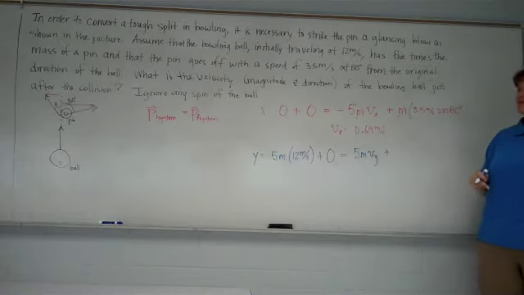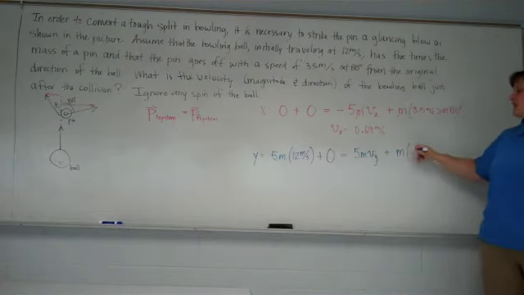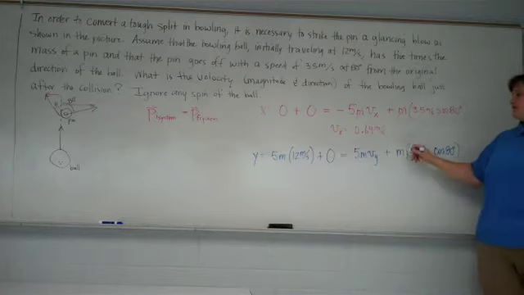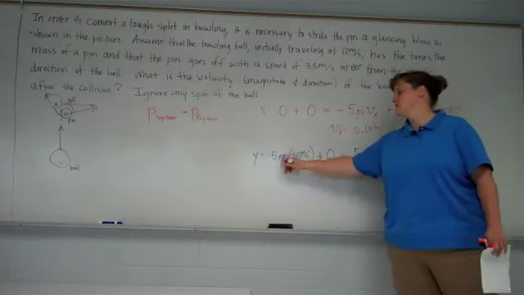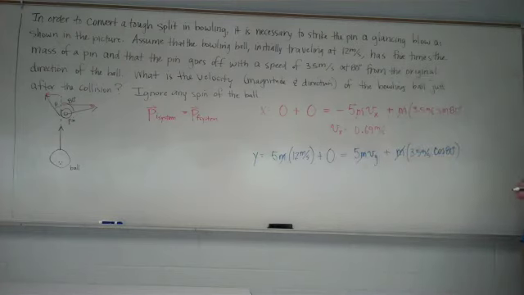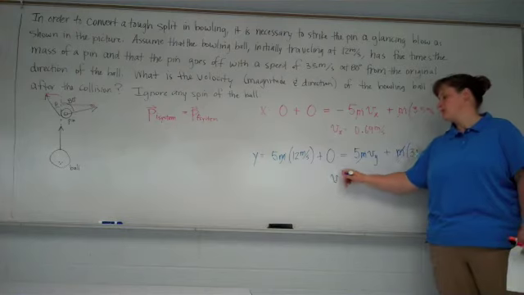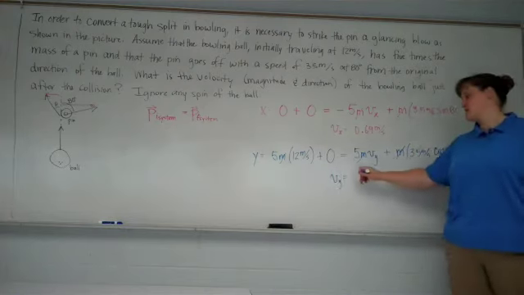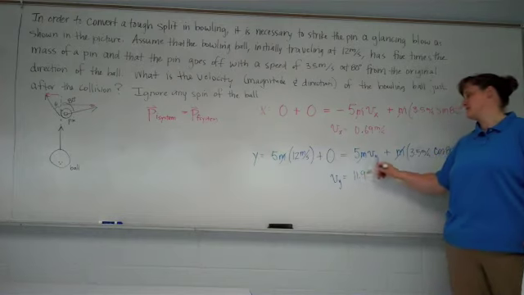Plus, the pin also has momentum in the y direction. Its mass is m. Its component of velocity in the y direction is the 3.5 meters per second. We're adjacent to the 80 degrees this time, so cosine of 80 degrees. The m cancels again, so we have 60 is equal to 5y plus 3.5 cosine 80. The y component of the velocity ends up being 11.9 meters per second.